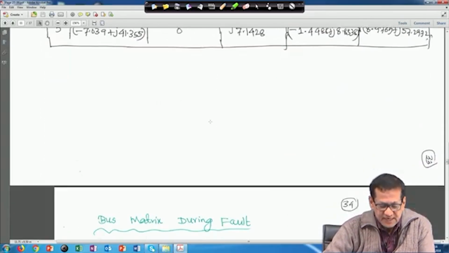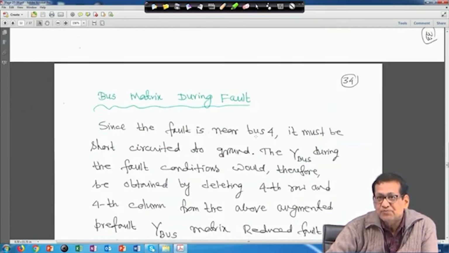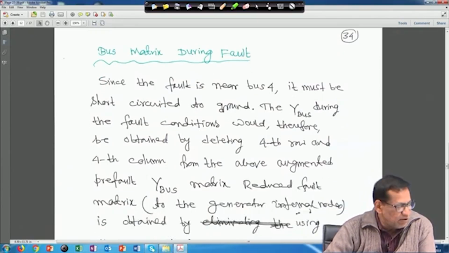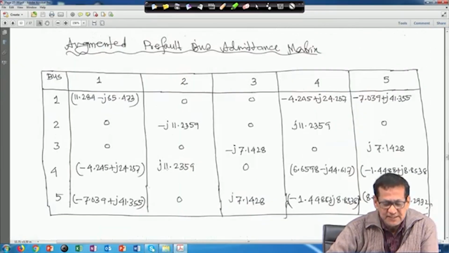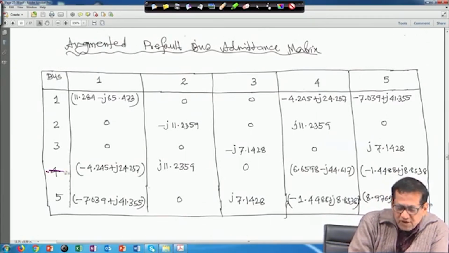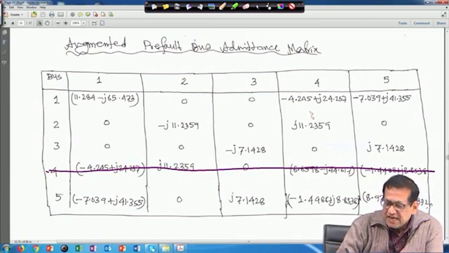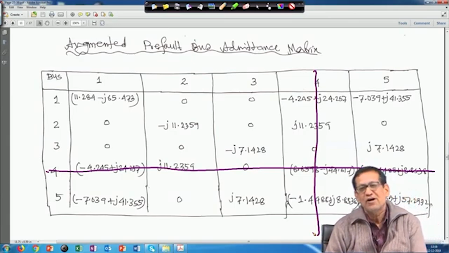Next is the bus matrix during the fault. Since the fault is near bus 4, it must be short circuited to ground. It is a 3-phase fault. The Y bus during the fault condition would therefore be obtained by deleting the 4th row and 4th column from the above augmented pre-fault Y bus matrix. The 3-phase fault has occurred at bus 4, so this row should be eliminated and this column should be eliminated. Finally, it will come down to a 4 by 4 matrix.